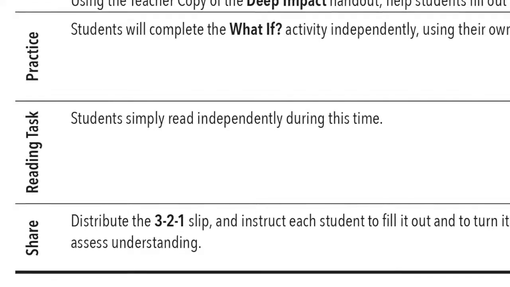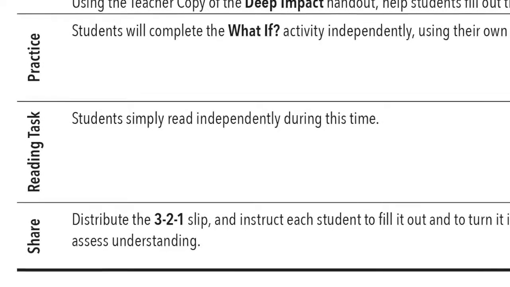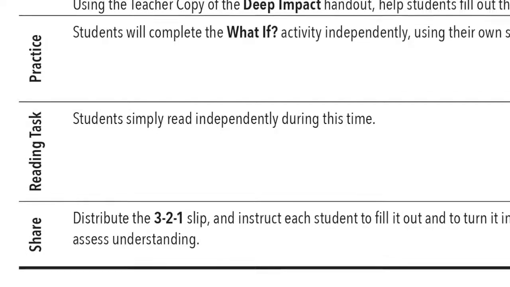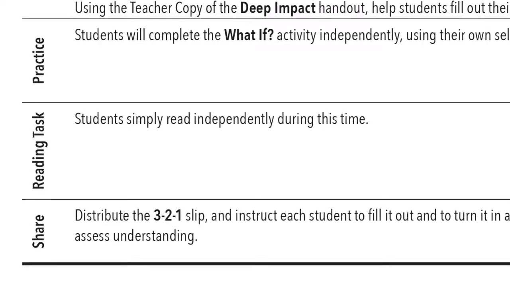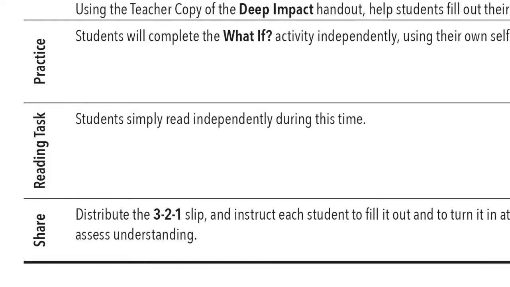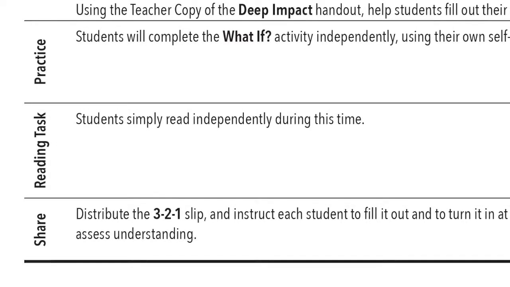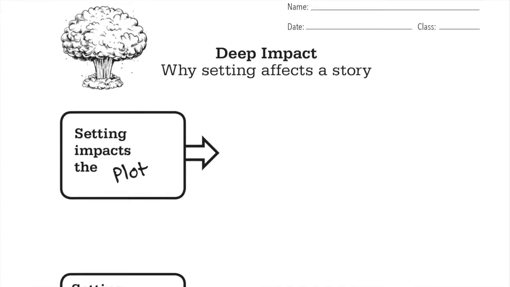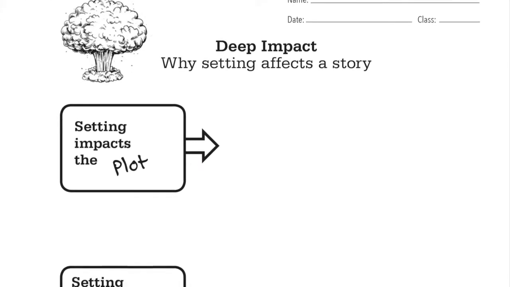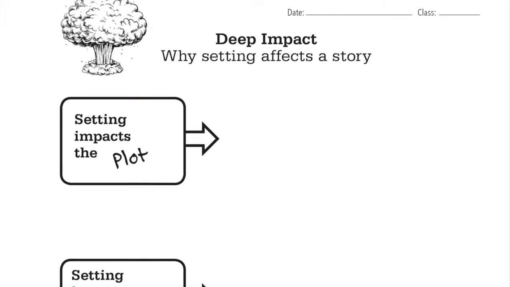During the reading task, students are asked to just read their choice books. Then at the end of the class, students are asked to complete the 3-2-1 exit slip so that you can check for understanding. On the following pages, you'll find the included note sheet and handouts for this lesson, both of which are specifically referred to in the lesson.